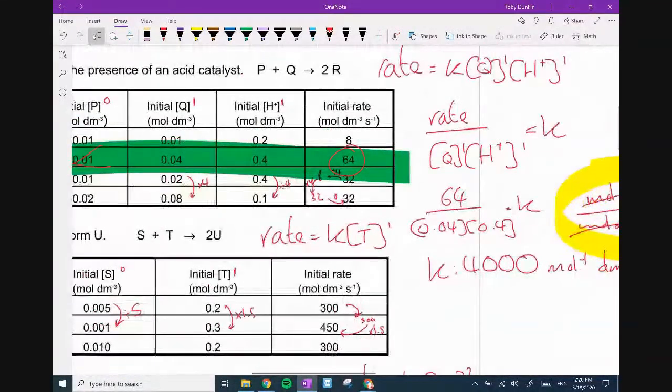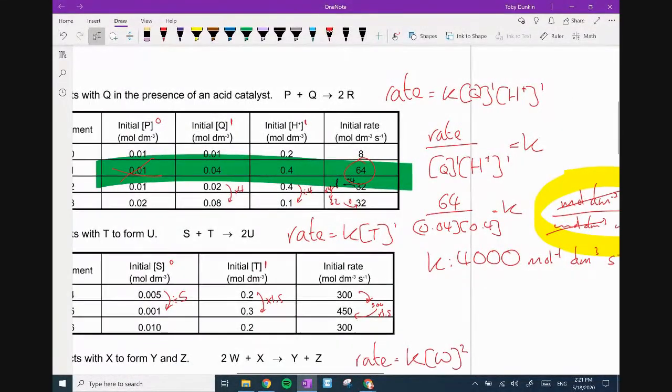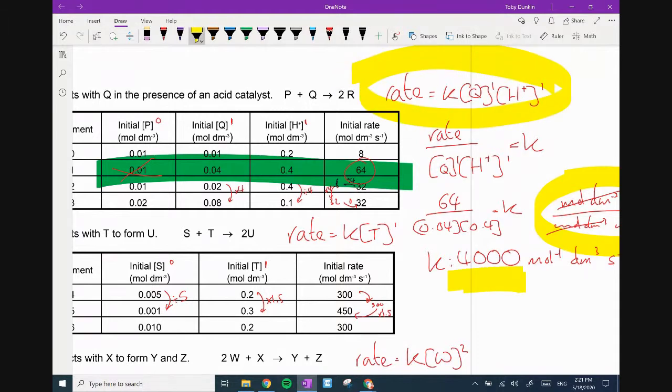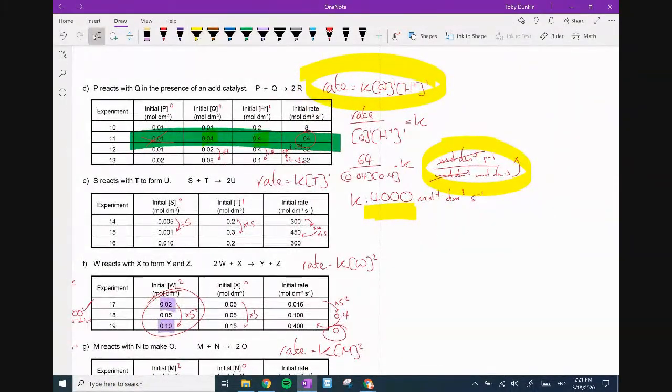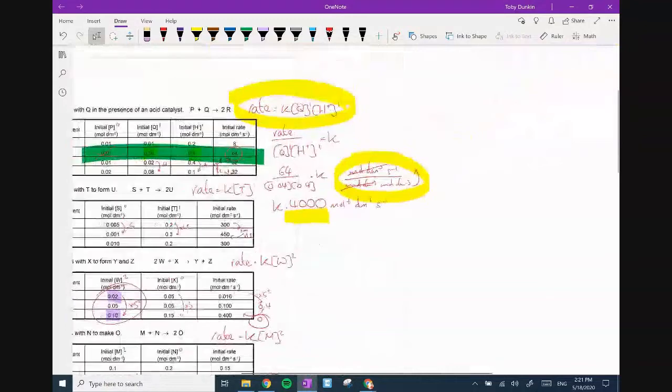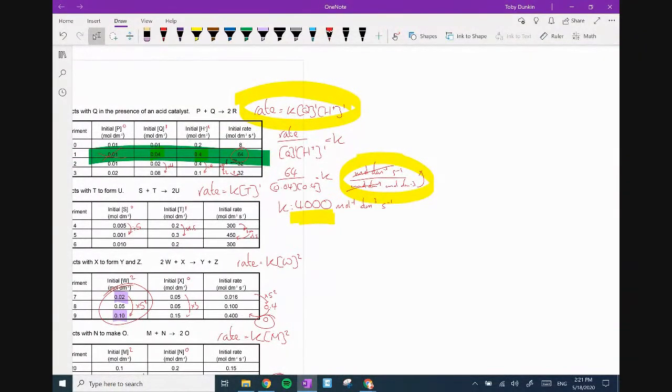I'm just going to check that. 4,000 is a big number. Let's just run it through the rate equation. K is 4,000. I'm going to run this rate equation with K in place and using these two values. 4,000 multiplied by 0.04 multiplied by 0.4. Answer 64. There's my rate, so K is correct. Nice.